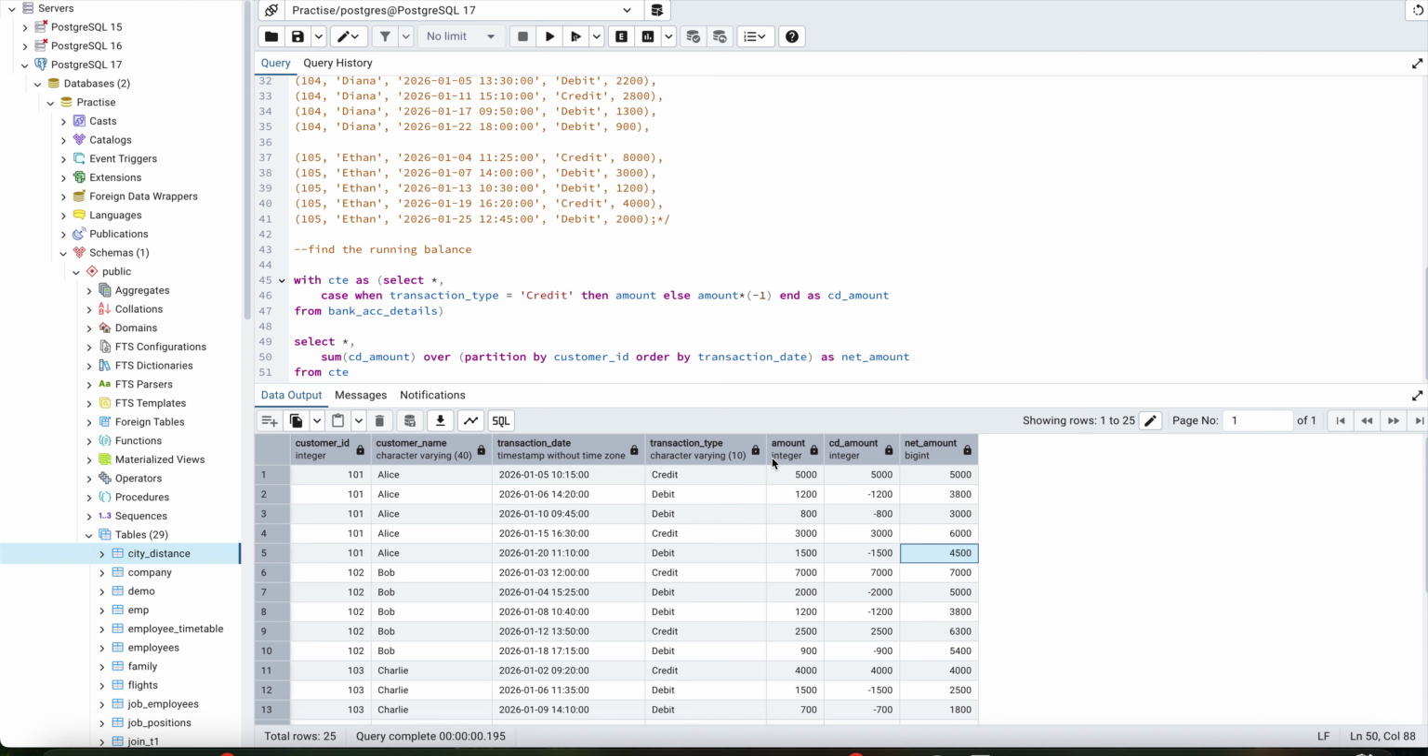This is how you can do a running sum using sum as a window function, and you can use it to get the required result.